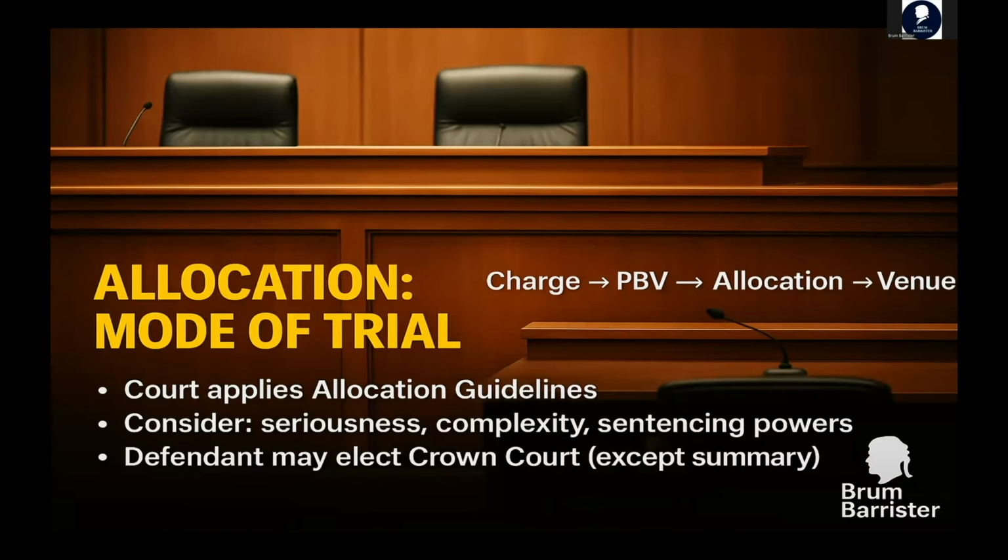So at allocation, the court applies the allocation guidelines and the criminal procedure rules to decide whether the case should stay in the Magistrates Court or go to the Crown Court. The court considers seriousness, complexity, and sentencing powers. So even if the magistrates accept jurisdiction, the defendant can elect trial in the Crown Court unless it's a summary-only offence. And I think I mentioned this in Chapter 1, the overview section.